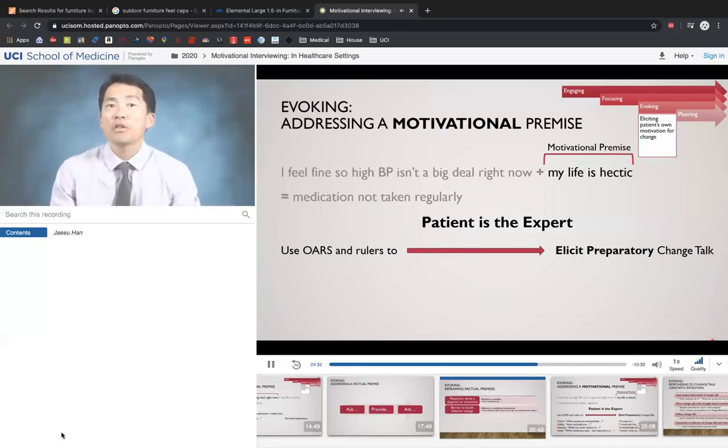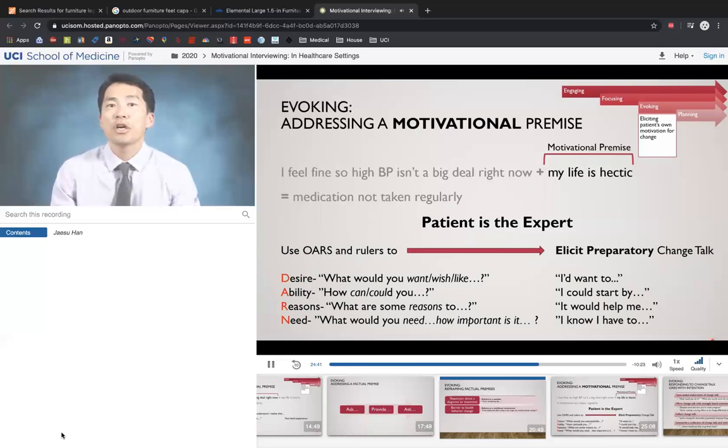Now we do that using OARS, but we're going to be using it in a slightly different way, and we're also going to use rulers, which I'll get to, and we're trying to elicit what we call preparatory change talk.